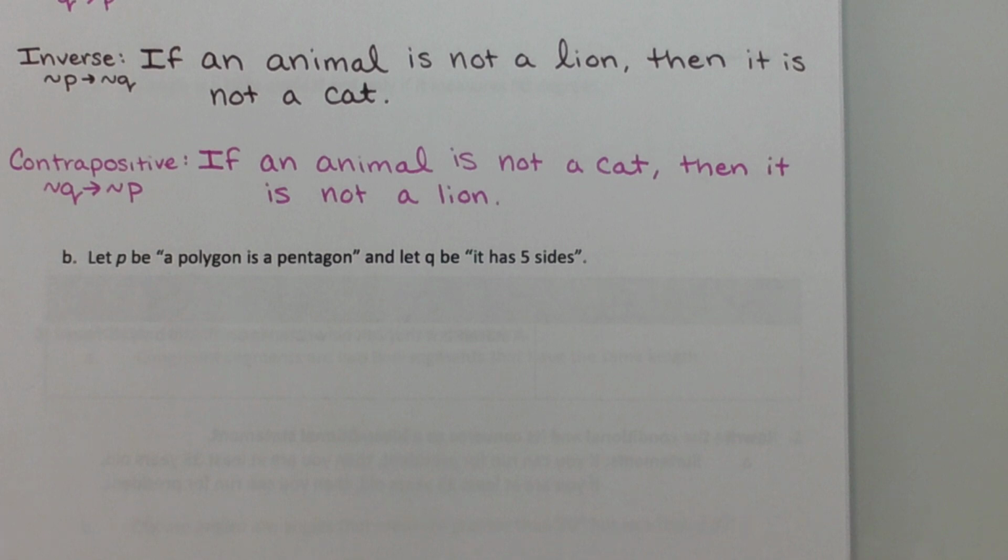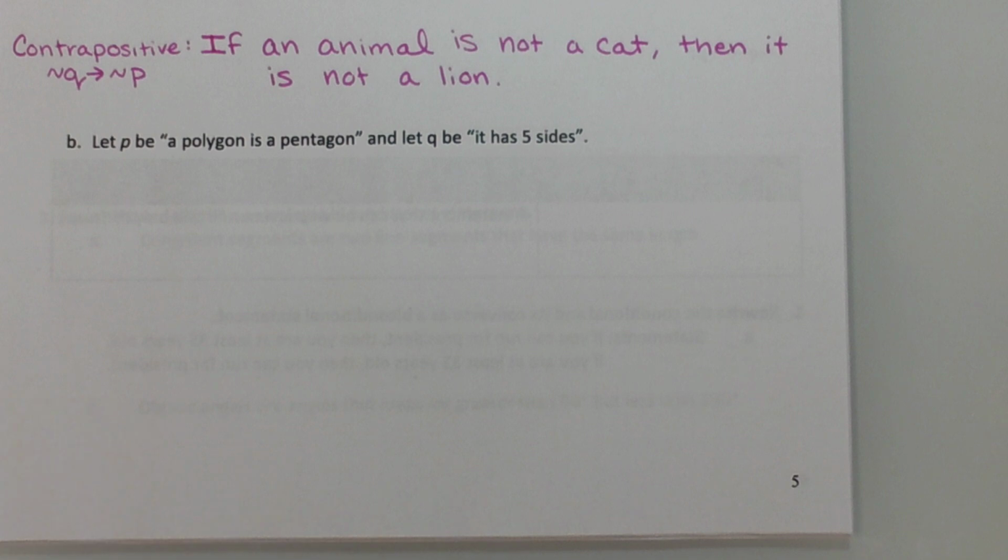I do want to do the last problem because for the most part it's been a lot of me talking and a couple of people responding back. But I want more people answering questions, so I'm going to call on people at random. Okay, let P be that a polygon is a pentagon, and let Q be that it has 5 sides.